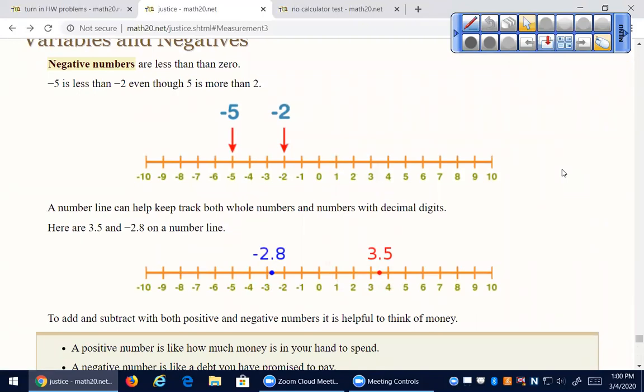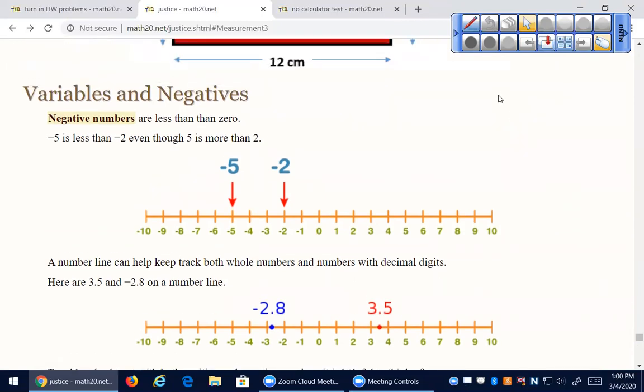Okay, our last topic is just a tiny, teensy little bit about variables and negatives. Just so you'll have seen this, because your Math 60 teachers want me to show you this. So negative numbers are less than 0. Is there anyone that's never seen a number line before in other math classes? Should we talk about number lines? No, you all know number lines? Okay, so here we have 0. Negative numbers go up this way.